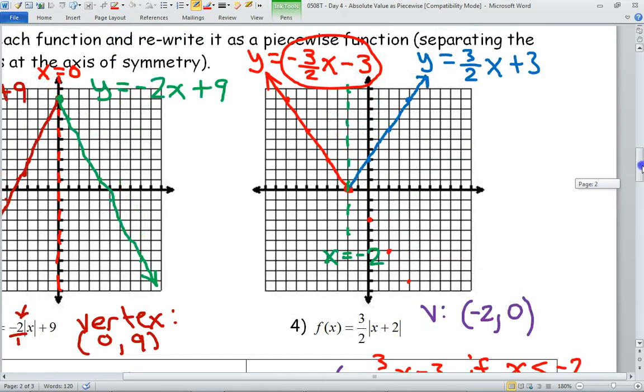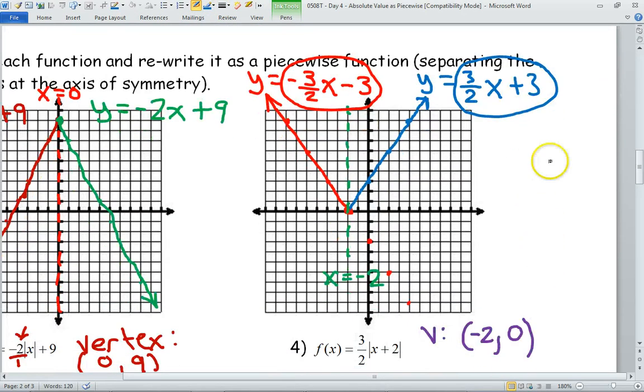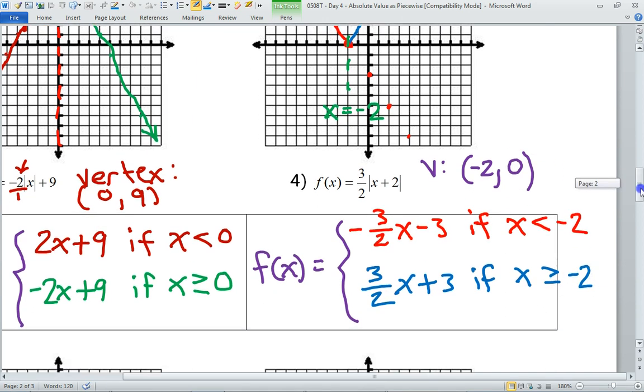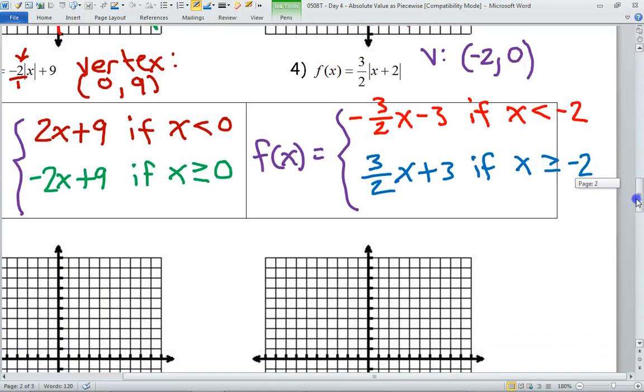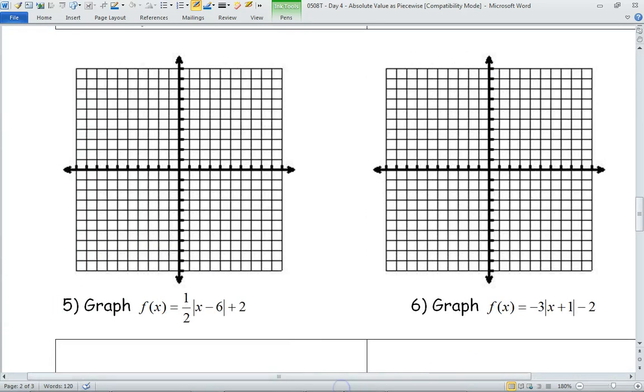Now, let's see, what was that other equation, guys? Okay, the blue one is this, 3/2x plus 3. So here we go, 3/2x plus 3. If x is greater than or equal to -2. Boom, that is how you do that. That is the end for number 4. Okay, let's see what's next. Alright, pause the tape for 2 minutes. Try to do number 5 on your own.